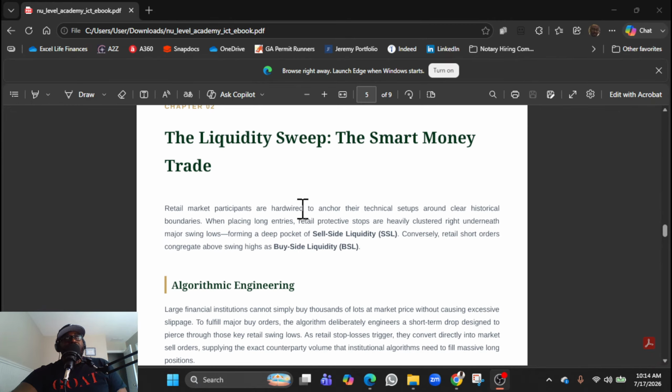Okay, so it says retail market participants are hardwired to anchor their technical setups around clear historical boundaries. When placing long entries, retail protective stops are heavily clustered right underneath major swing lows, forming a deep pocket of sell side liquidity. Conversely, retail short orders congregate above swing highs as buy side liquidity.